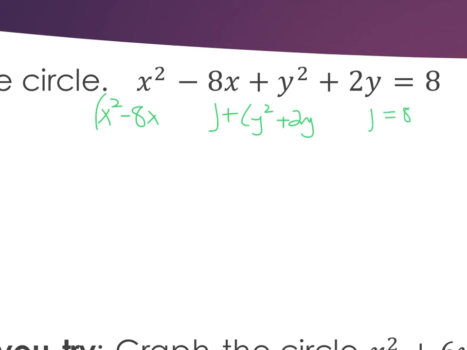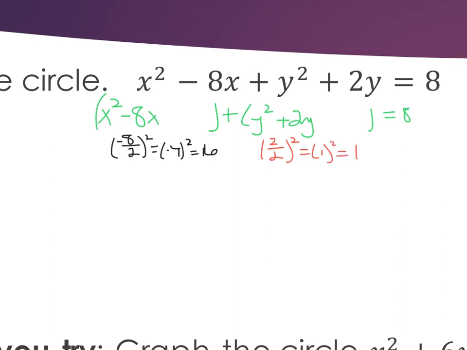If you haven't guessed already, we are going to be completing the square, and we're going to do it twice, once for x and once for y. So remember, to complete the square, I'm going to take the middle number, divide it by 2, and then square it. This gives us -4 squared, which is 16. Now I'm going to do the same thing for the y's. The middle number is 2. We'll divide it by 2 and then square it. This gives us 1 squared, which is 1.